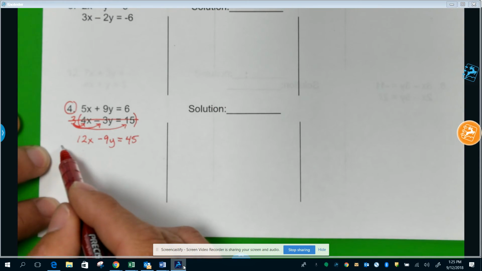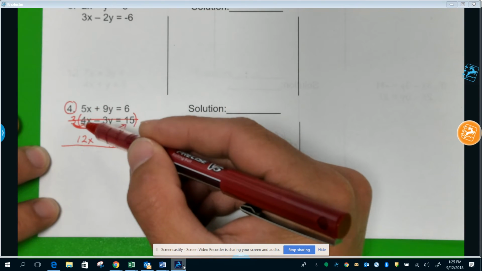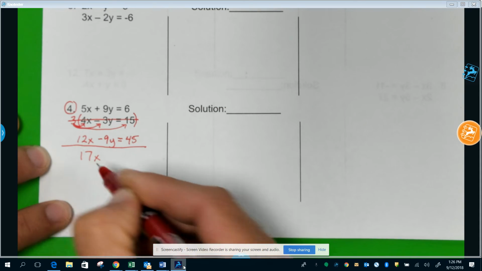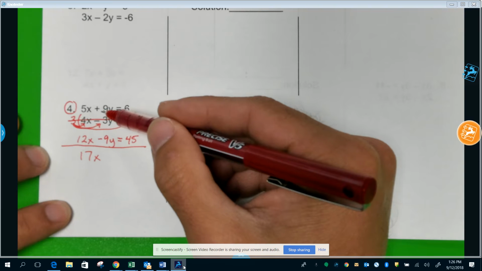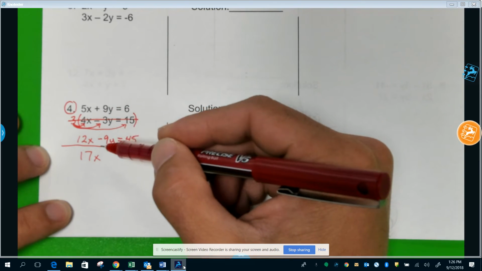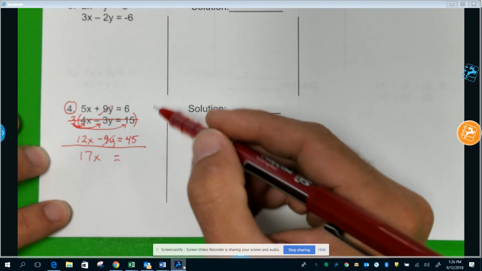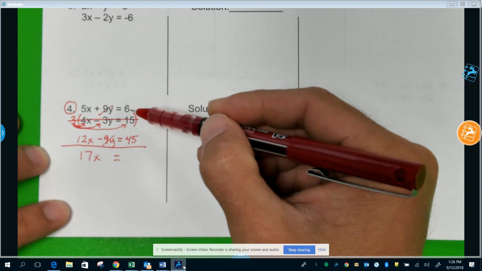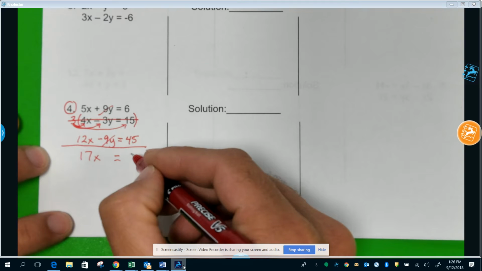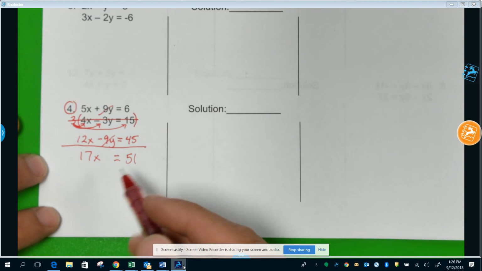And I'm going to combine my like terms just like I did on problem number 1. So if I have 5x's, and I come down here and I have positive 12x's, 5 plus 12 gives me 17x's. Now here if I have positive 9y's, negative 9y's, 9y minus 9y, those guys eliminate. So the y's are gone. And then my constants on the right, I have a 6 and a 45. 6 plus 45 is going to give us 51. So I'm just left with 17x equals 51.